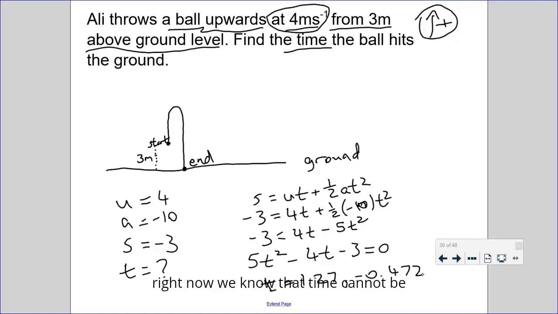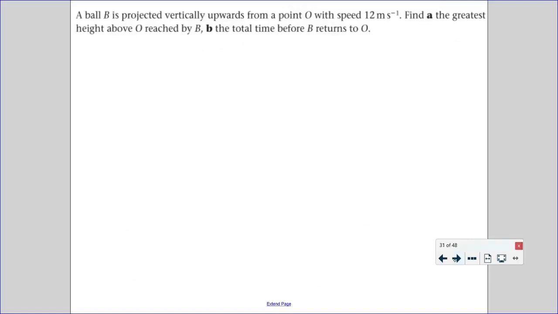Right now, we know that time cannot be negative. You can't say minus 0.5 seconds. Time is always positive. So you cut out this answer, and your only remaining solution would be 1.27. Okay, next question here. Once again, pause it, try it yourself.